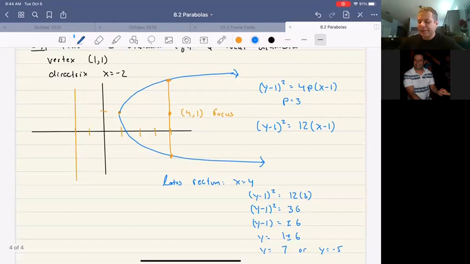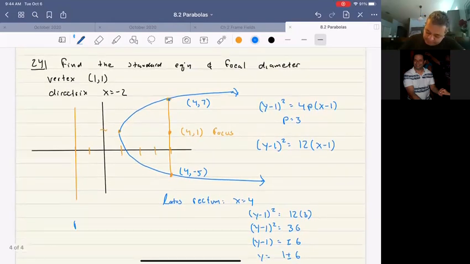They're still 12 apart, aren't they? It's interesting. This point here is again (4, 7), and this point here is (4, -5). So the length of the latus rectum, or the focal diameter, is 12. So here's my equation, and here's my focal diameter.